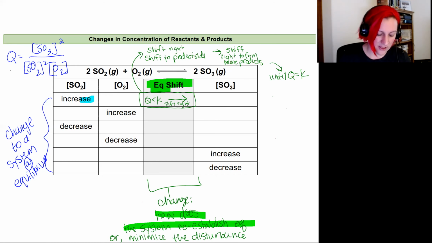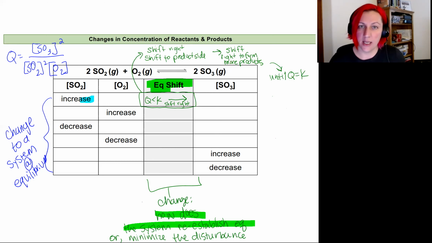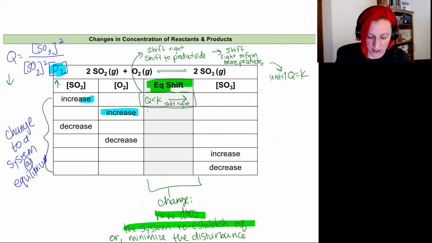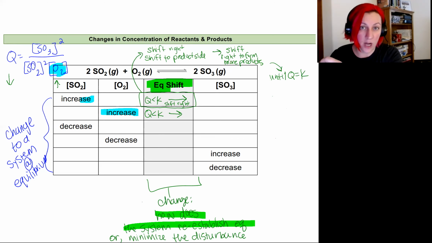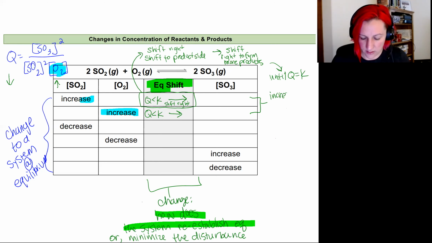All right. So given that, what happens if we increase the other reactant? What if we increase our oxygen here? Well, if we increase our oxygen, we're going to have the same effect that we saw with our SO2. We're going to see a decrease in our Q value. So again, our Q is going to be less than our K, and we're going to shift to the right. And so we can actually extrapolate here. We can say that anytime we increase the concentration of a reactant, the equilibrium will be reestablished by shifting the reaction to the right.